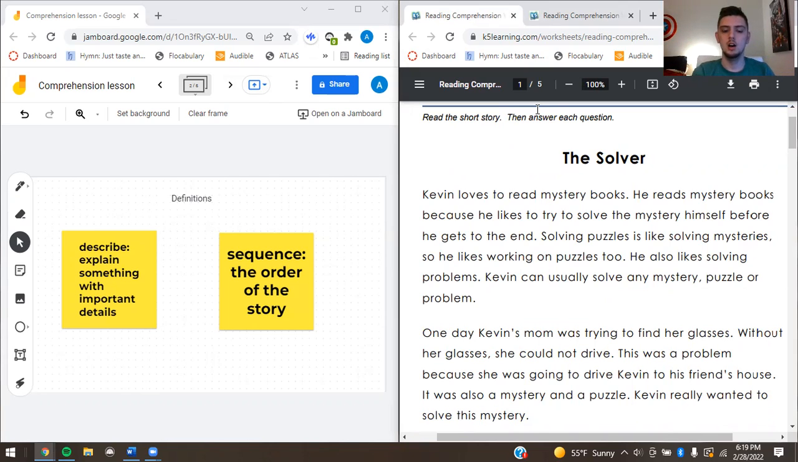story. In addition, another word we want to keep in mind is sequence, which is the order of a story. So it's important for us not only to know the key details of the story, but also to be able to recall them in the order in which they happen.